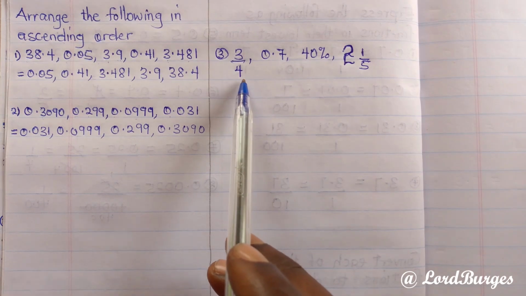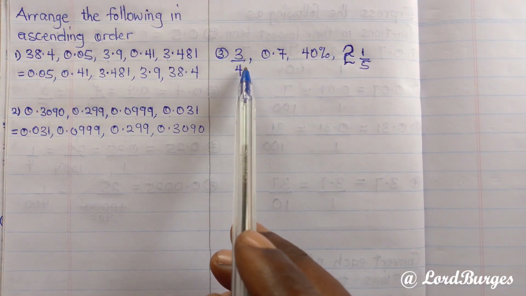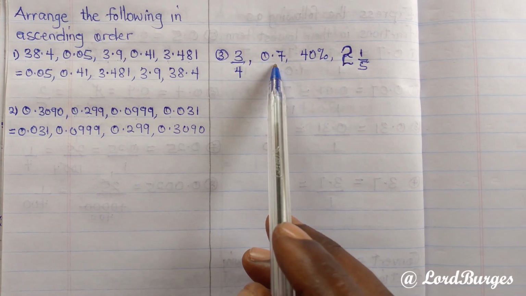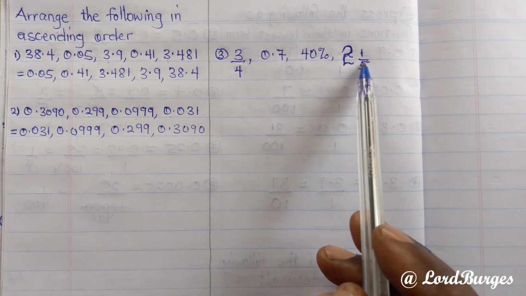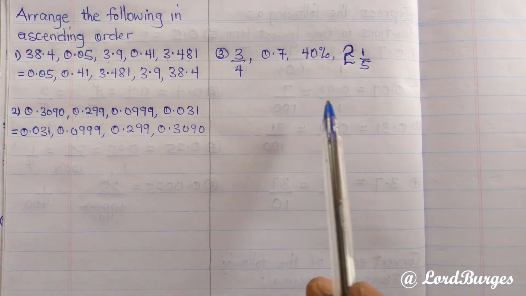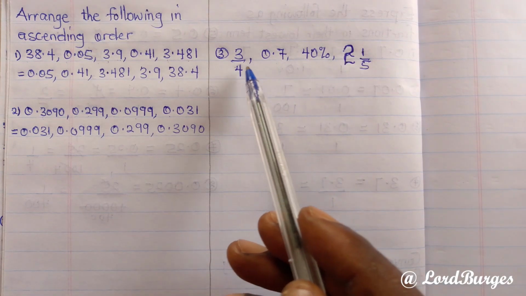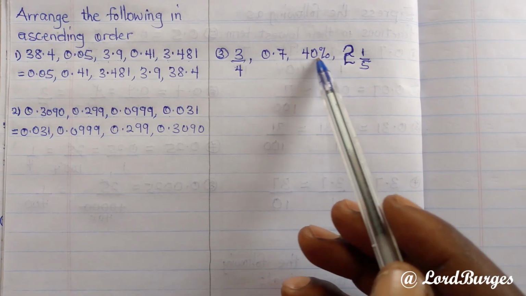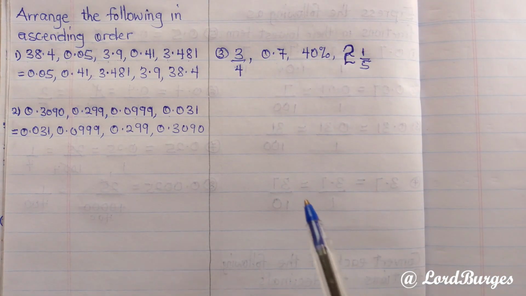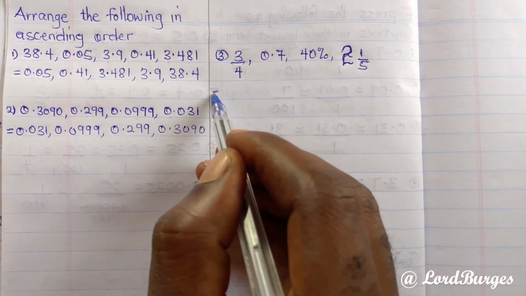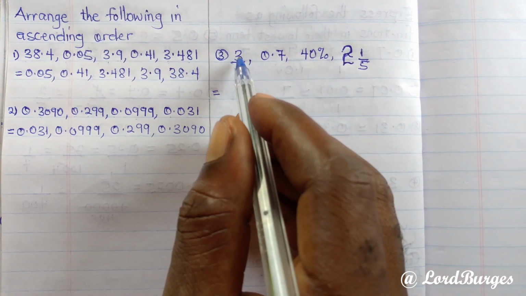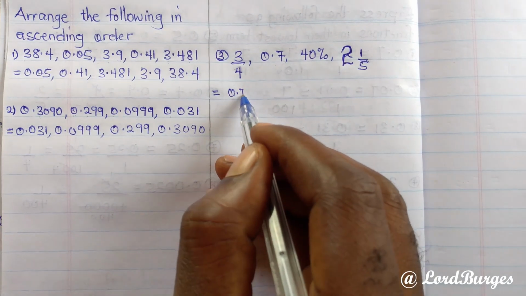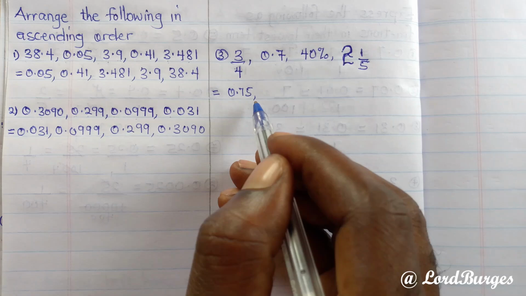Now I have a proper fraction, decimal fraction, percentage, and a mixed fraction, I'm supposed to compare. I cannot just compare them. The first thing I need to do is to change all to decimal fractions. When I change them to decimal fractions, my 3/4 will become 0.75. That is from our previous lesson.